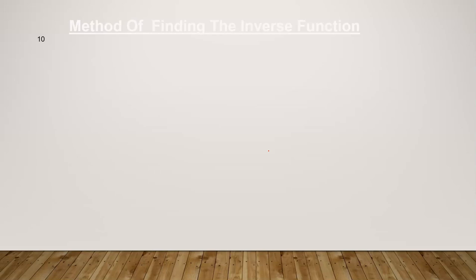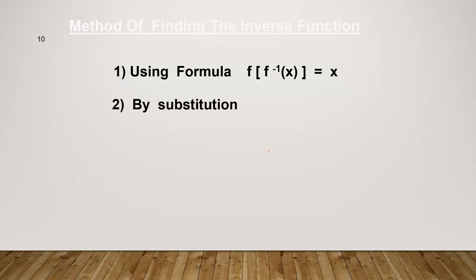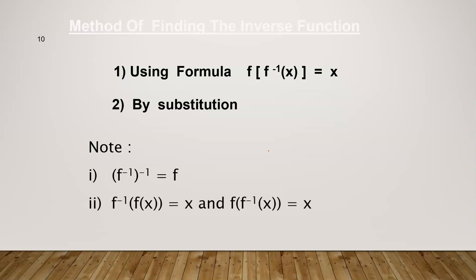Okay, now we look at how to find the inverse function. Number one is using the formula f composite function, this one: f f inverse x equals x. Number two is by using substitution. Please take note that the inverse of f inverse equals f. Number two is f inverse f(x) equals x, which also equals f f inverse x equals x. It's the same. The inverse of the composite function fg is equal to g inverse composite with f inverse.